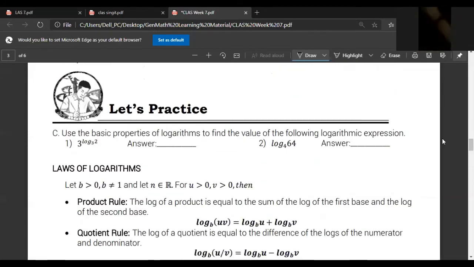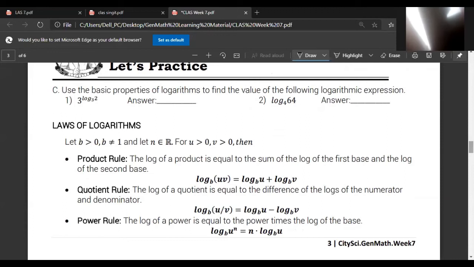Anyway, so ayan. So may practice ulit dito. Use basic properties of logarithms to find the value of the following logarithmic expression. So you may answer this at your home. Class, yung mga let's practice nyo, huwag nyo na ipasa sa akin na okay lang. So yung ipasa nyo na lang sa akin is yung last, okay?